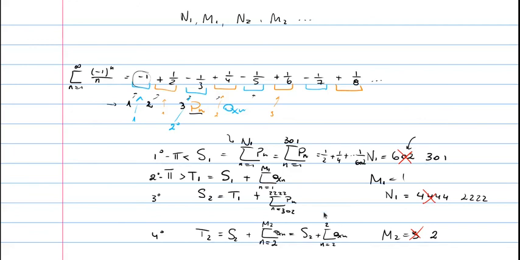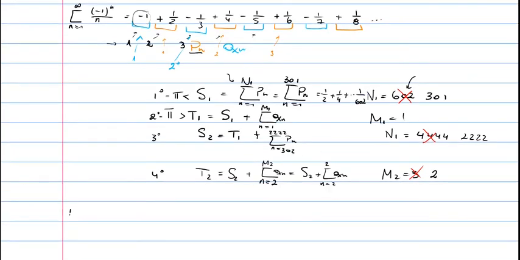And so our sequence ended up being v sub n. It was the first 301 positive numbers. So we have 1/2, 1/4, 1/6, and so on up to 1/602. Then we have the first negative number, because m1 was equal to 1, minus 1.